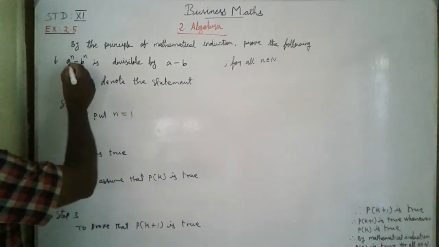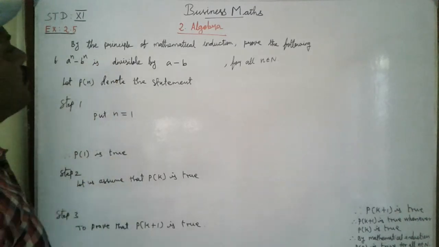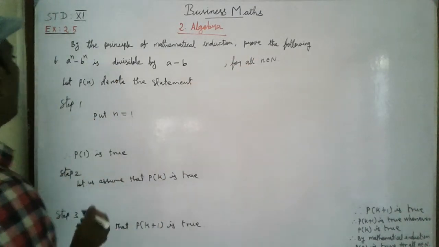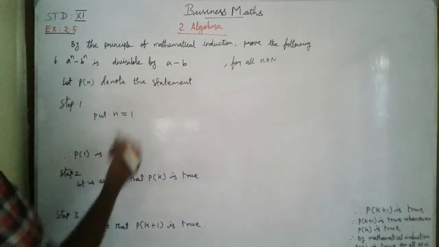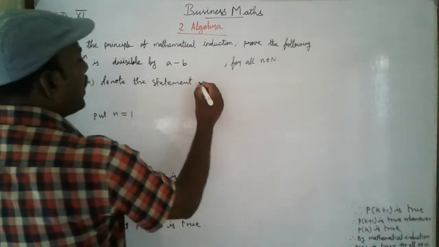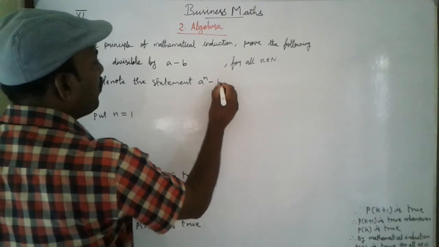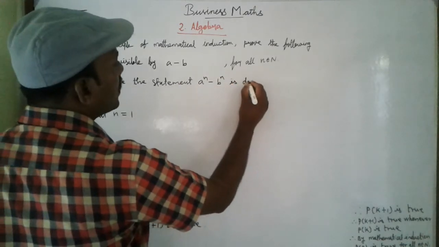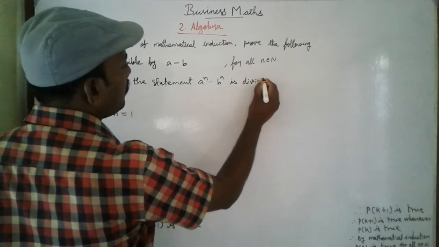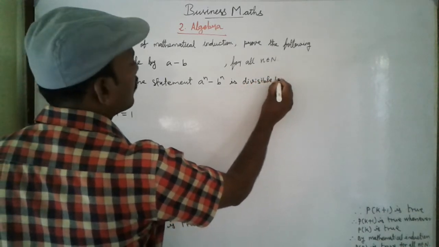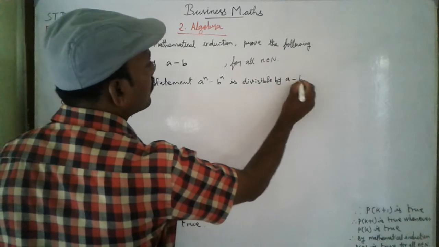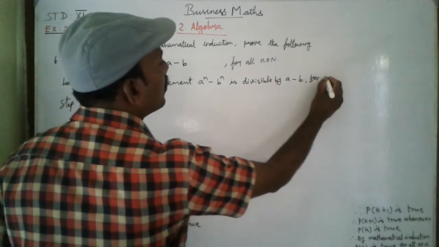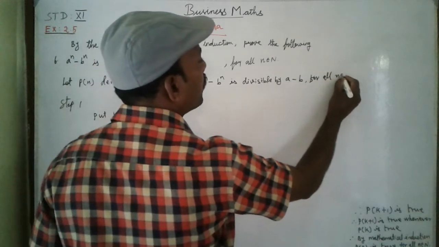Sixth sum: a power n minus b power n is divisible by a minus b for all n belongs to N. Let P of n denote the statement a power n minus b power n is divisible by a minus b for all n belongs to N.